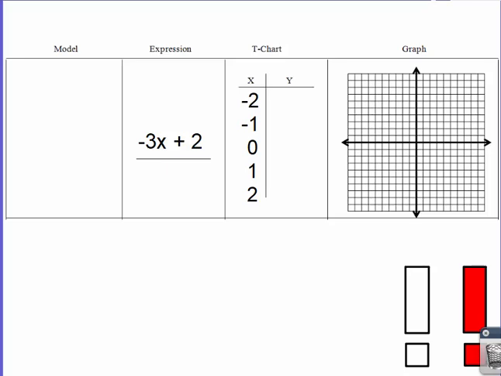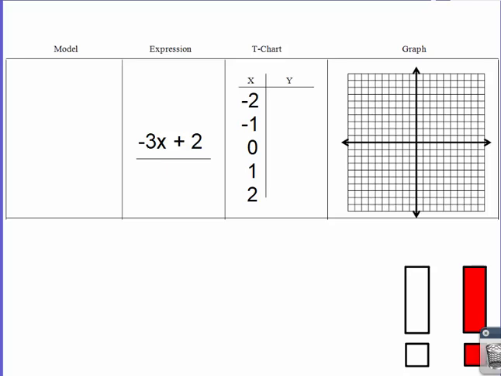So with BBOA 2 and 3, what I'm going to give you is other things. I may give you an expression and have you fill out the other 3. I may give you a t-chart and have you give me the other 3. And the one that we haven't talked about yet is I may give you a graph and have you give me the other 3. So let's see if we can talk about these, and then I'm going to give you an assignment.